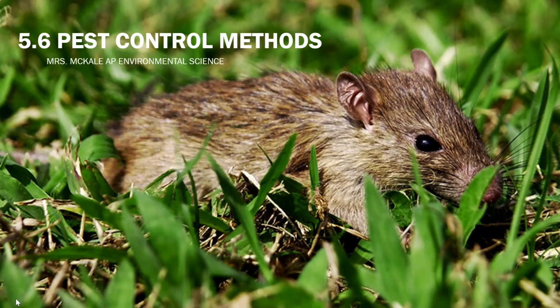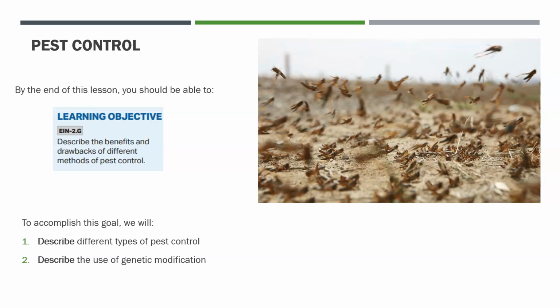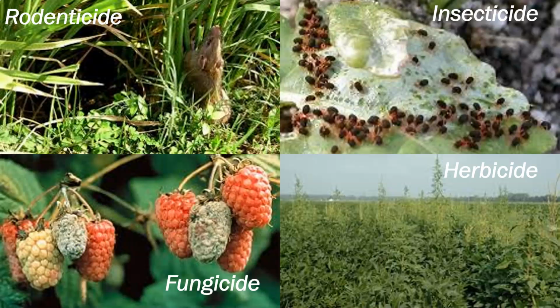Okay, let's do 5.6 pest control methods. By the end of this lesson, you should be able to describe the benefits and drawbacks of different methods of pest control. To accomplish this goal, we will describe different types of pest control and describe the use of genetic modification as a method of pest control.